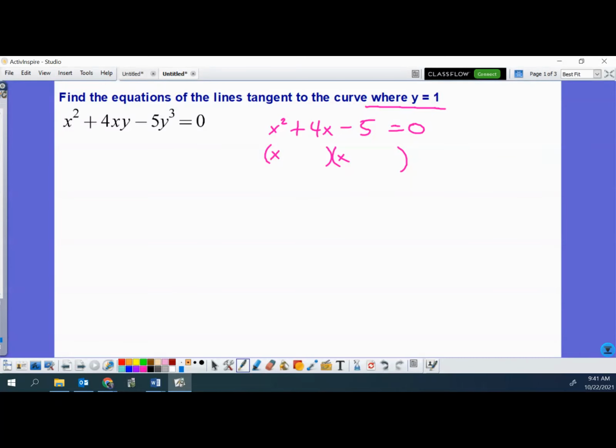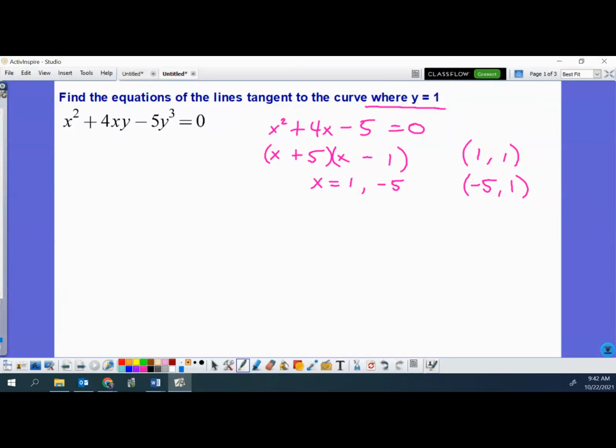So anyway, plus 5 minus 1. That gets us the 4x in the middle. Looks good. And we get x values of what, 1 and negative 5. So we have 2 points here that we're looking at. We're looking at 1, 1, and we're looking at negative 5, 1.